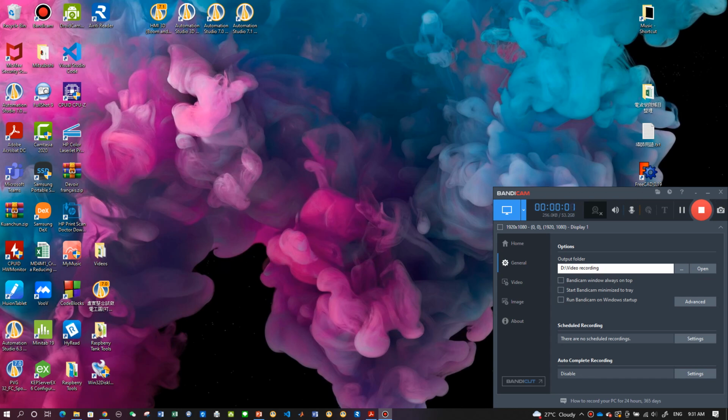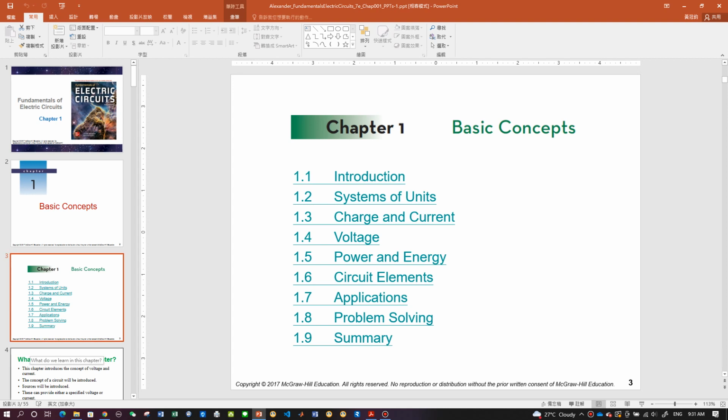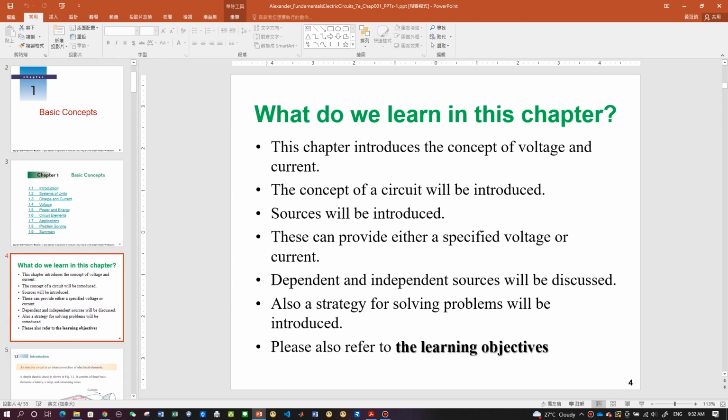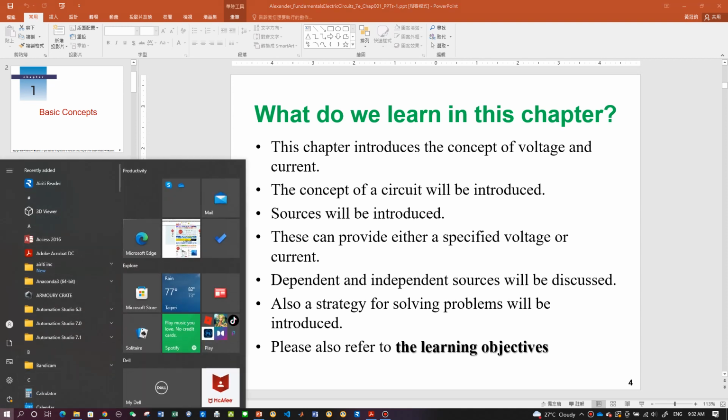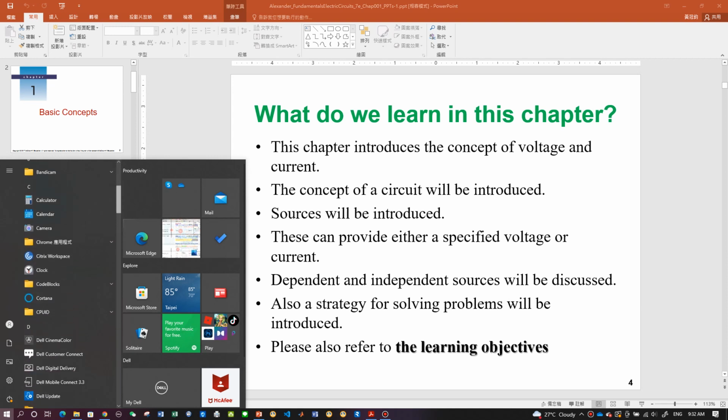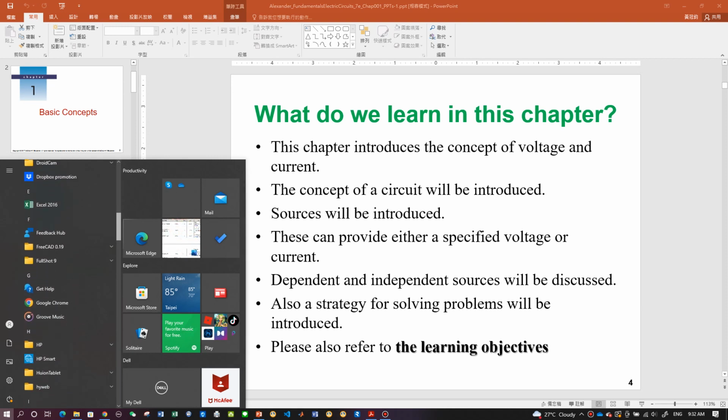Okay, so go back to our topics. Right now we are talking about the first one: what we learn in this chapter. This chapter introduces the concept of voltage and current. Here we still need to use my favorite one, but it's in the table here.